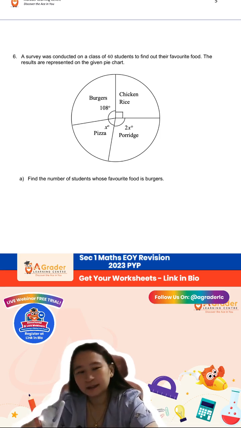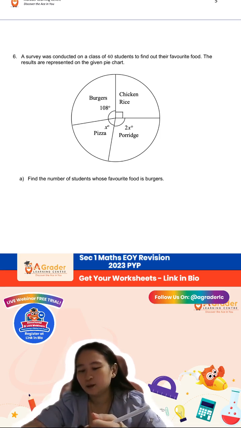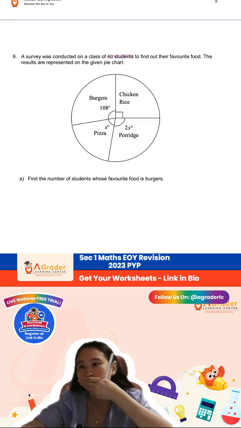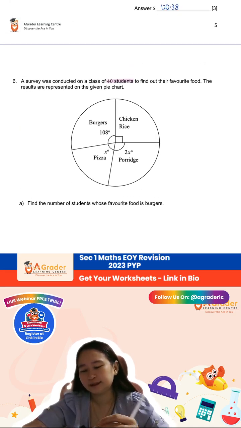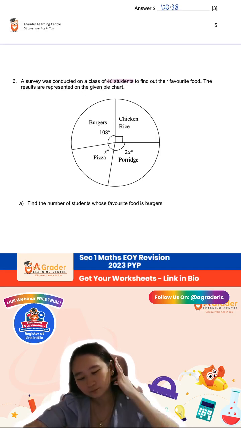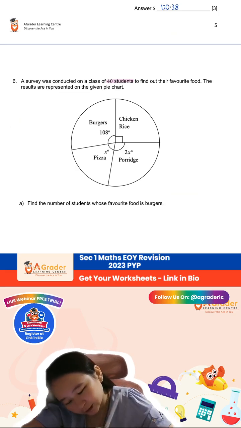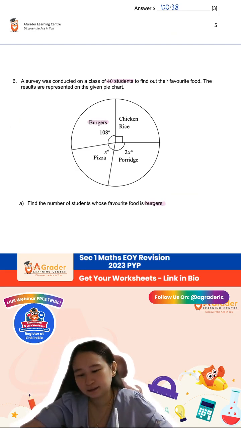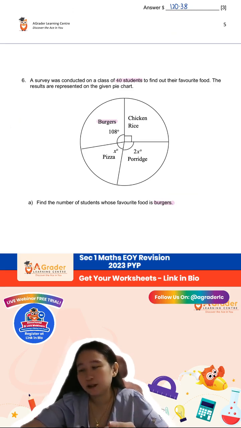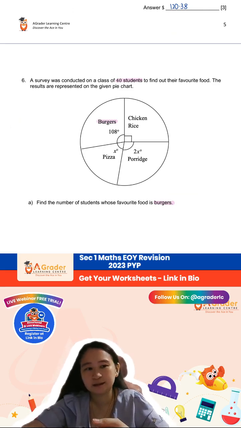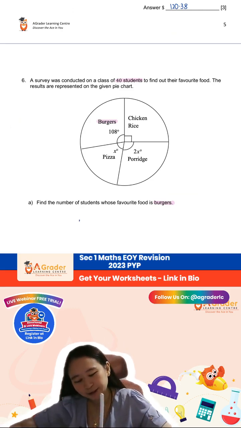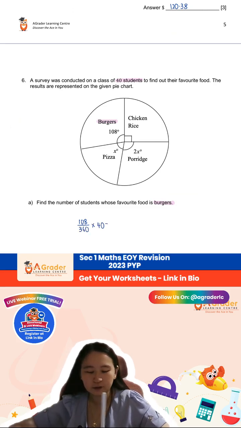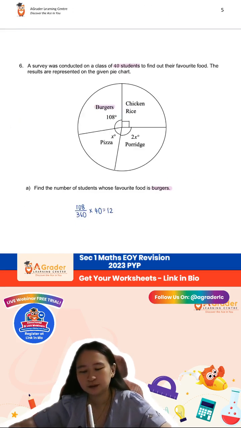A survey was conducted on a class of 40 students to find out their favorite food. The results are represented on the given pie chart. Find the number of students whose favorite food is burgers. So you know that burger is 108 degrees. The pie chart, the total is always 360 degrees. So we take 108 degrees, divide by 360 degrees, times the class of 40 students, we get 12. So 12 students, their favorite food is burger.